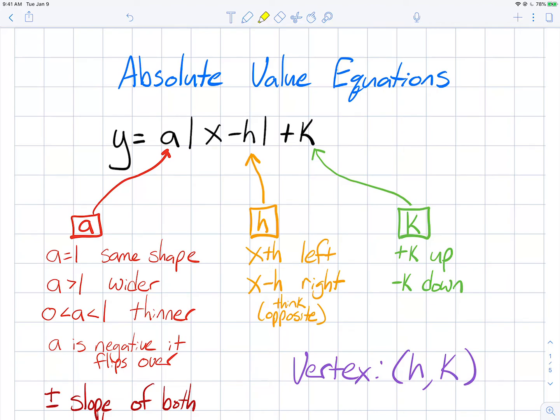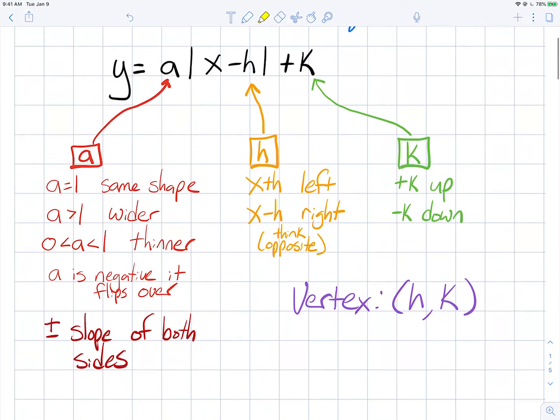Absolute value equations. So the generic vertex form of an absolute value equation is y equals a absolute value of x minus h plus k. The numbers in all of those spots tell you a lot of information. So for instance, the number that's in front of the absolute values, which is a, tells you if it's going to be the same shape because a is 1. In other words, there would be no number there.